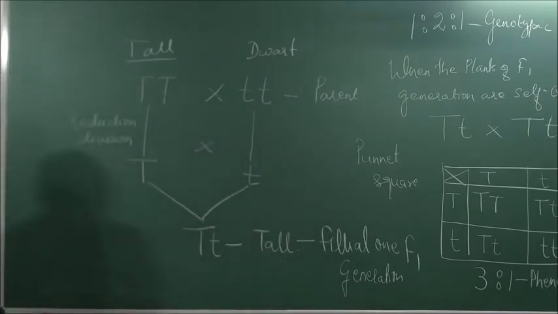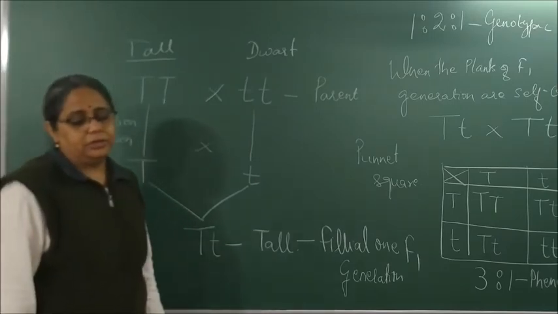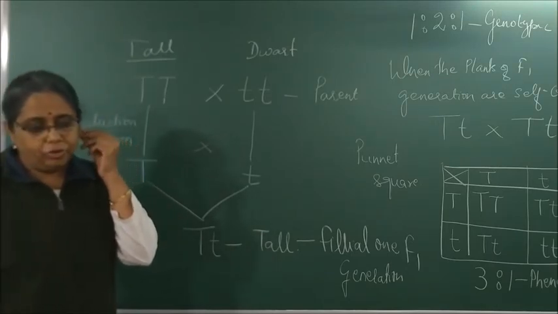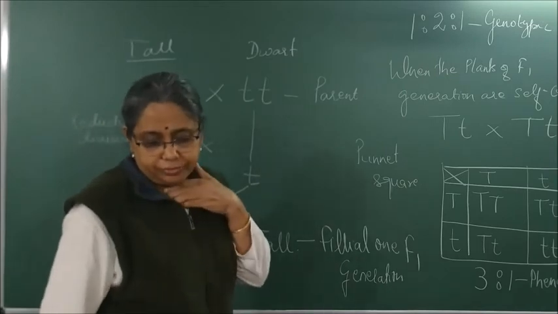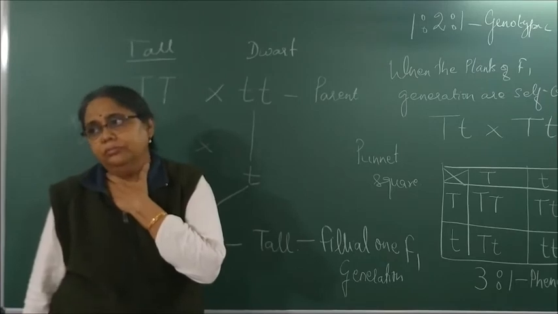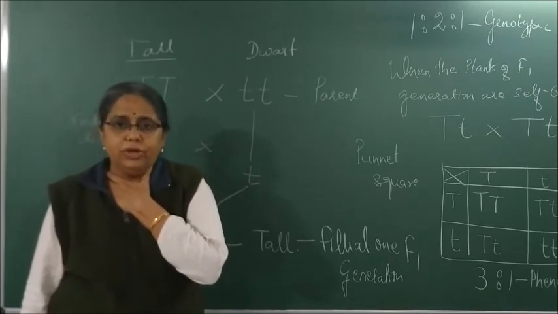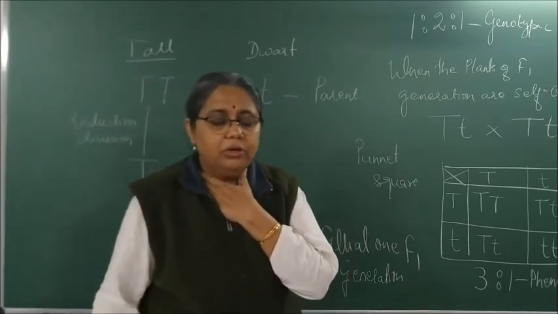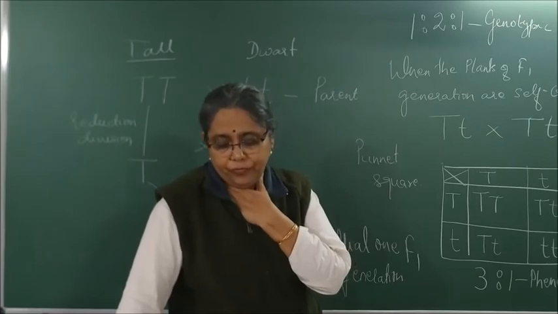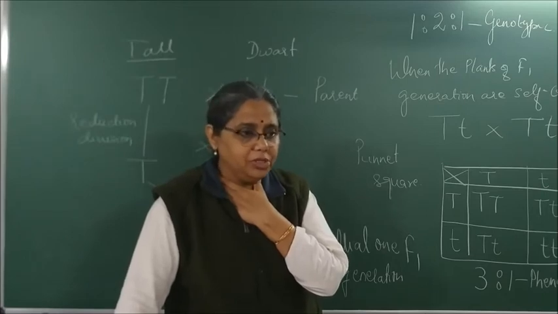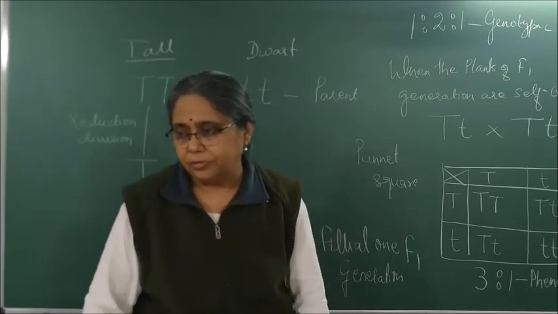75% dominant character and 25% recessive character. Very good. Genotypic ratio in terms of percentage: 1 is to 2 is to 1, that is 25% is to 50% is to 25%.